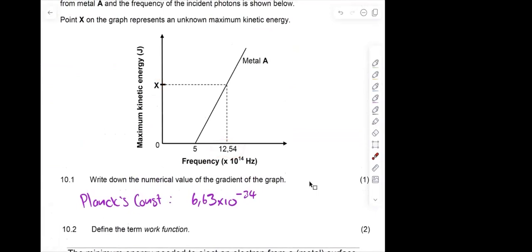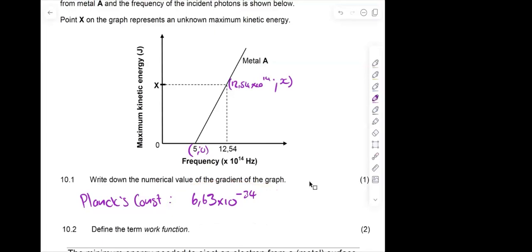We can work that out either graphically or using an equation. There are two ways, so I'll show it to you both ways for this particular calculation. The first way is to use the gradient of the graph. I've got a point here and a point here. I'm going to use this point and that point. Given the gradient of my graph, I know that this point down here has x value 5, y value 0, and this point here has x value 12.54 times 10 to the 14, y value X. They said the gradient is given as Planck's constant, this thing here. I can use the gradient formula to find that value of X. That's one way of doing it.